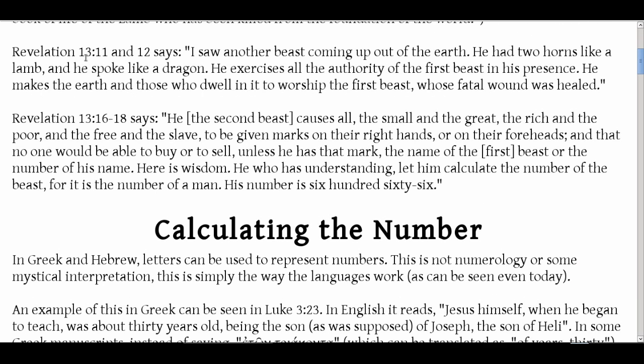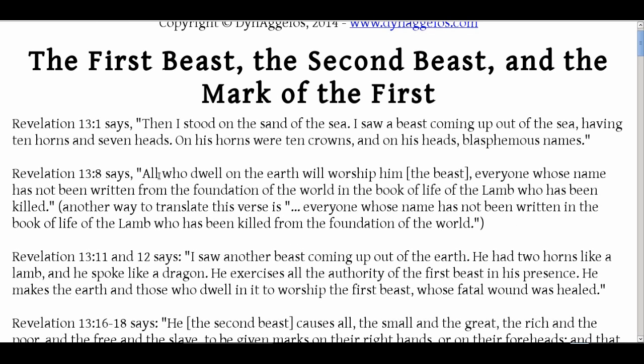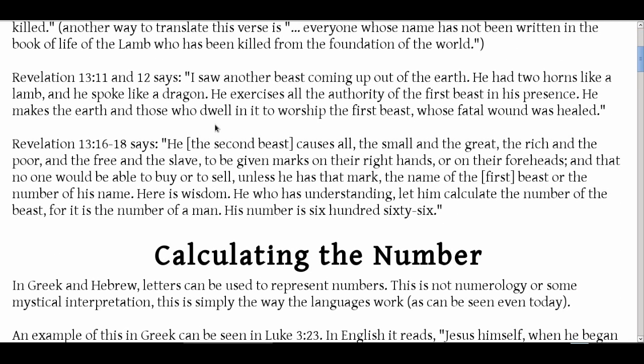Revelation 13:11 and 12 says, "I saw another beast coming up out of the earth. He had 2 horns like a lamb, and he spoke like a dragon. He exercises all the authority of the first beast in his presence. He makes the earth and those who dwell in it to worship the first beast, whose fatal wound was healed." Now, if we look back at the top, oh, I guess I skipped that verse that says that. Okay, so in verse 3, it talks about how one of his heads looks like it was wounded to death, yet it was healed, or something like that. So, to worship the first beast whose fatal wound was healed.